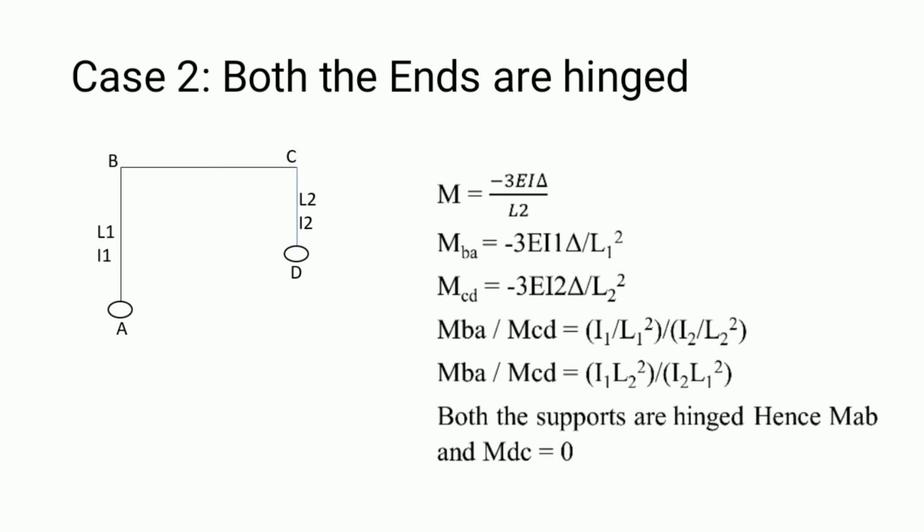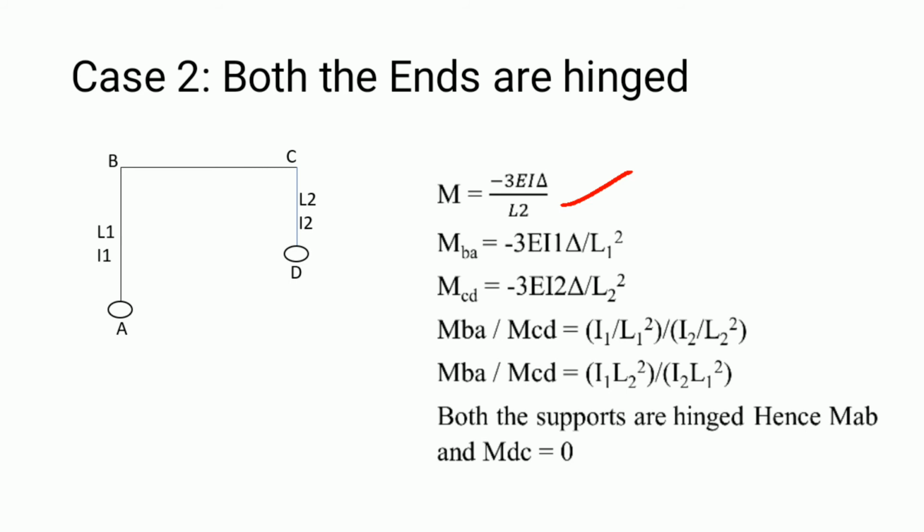So when both the ends are hinged, the additional moment is equal to minus 3 EI delta divided by L square. So when both the ends of the portal frame are hinged, then the additional sway moment is equal to minus 3 EI delta divided by L square.